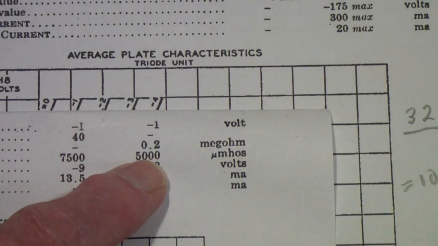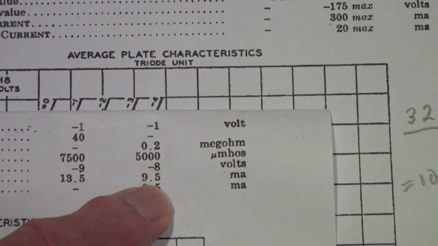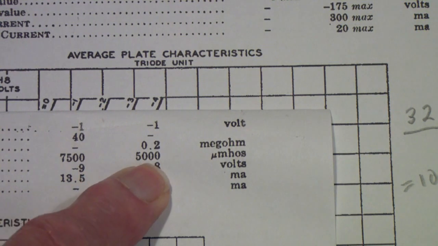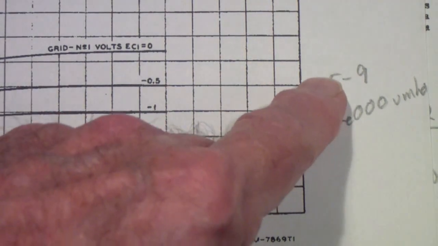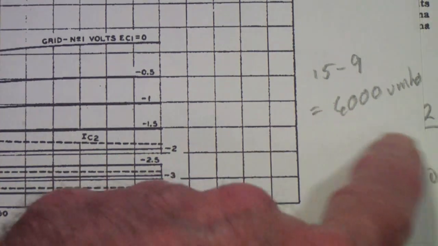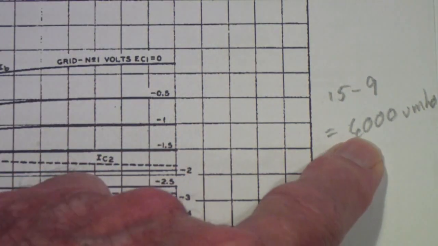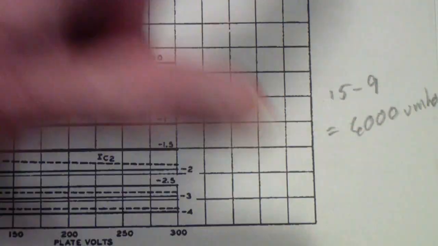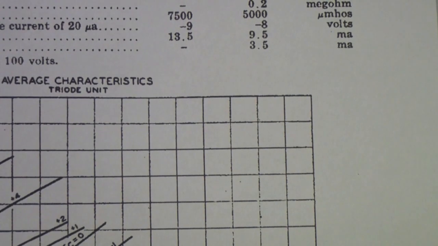The pentode section, you may not be able to read this. This column is for the triode. This is for the pentode. Should have about 5,000 micromhos. Well, I measured for a 2 volt difference, 15 minus 9. So that comes out to be about 6,000 micromhos. And it says that the typical is 5,000.